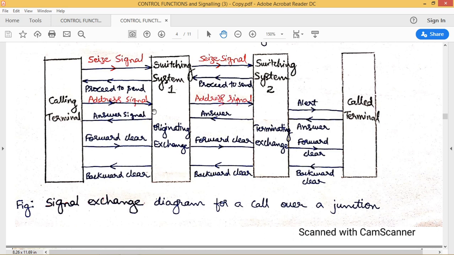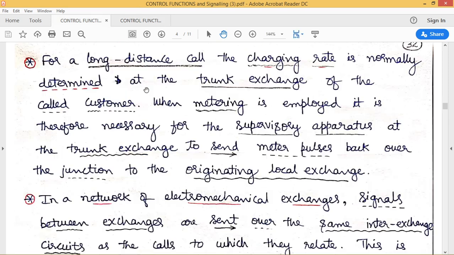Here billing for the call will be taken care of by the originating exchange, because this person should be billed for how long he is making conversation. So that billing will be taken care of by the originating exchange. Now let us consider another scenario in which a long distance call needs to be made.